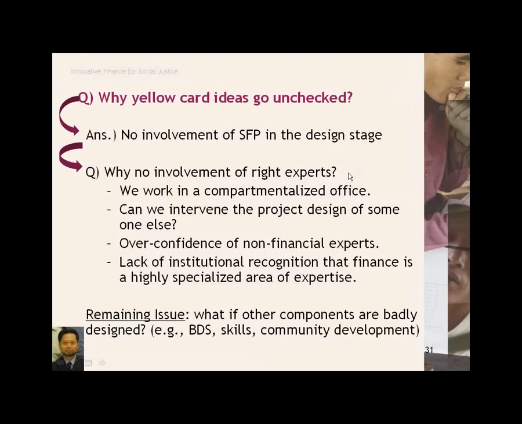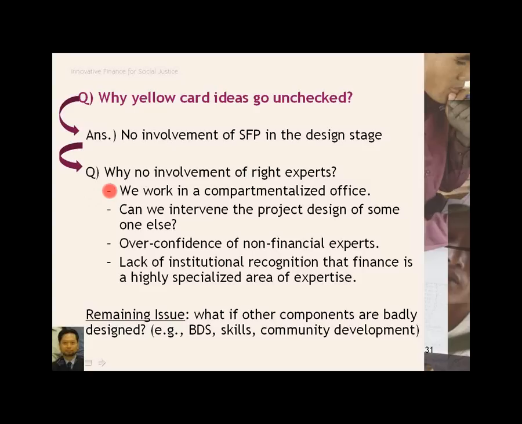Okay, now let me raise the next question. Why do yellow card ideas go unchecked? Of course, it is because the financial experts are not involved from day one of the design stage. Other colleagues already mentioned that. We know that. So why don't we do that? I listed 4 points here. I'm sure you can tell more reasons why it is not happening, but my points are as follows.